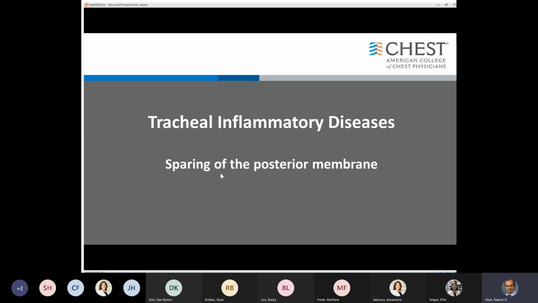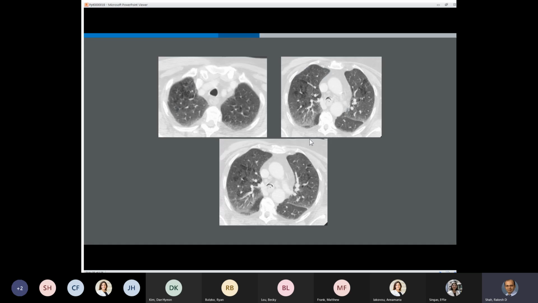What about conditions that spare the posterior membrane? As I mentioned, those are conditions that usually involve the cartilage portion of the trachea. This is a normal trachea.